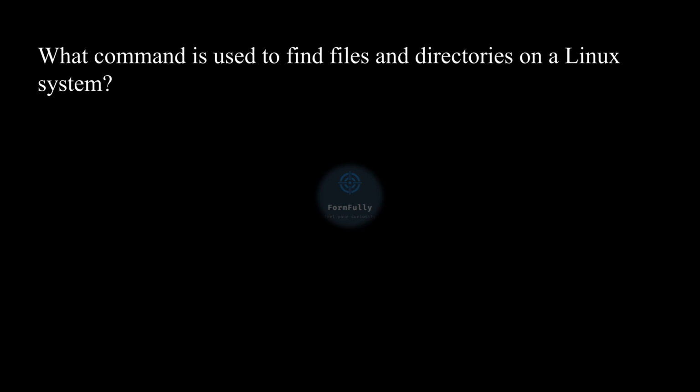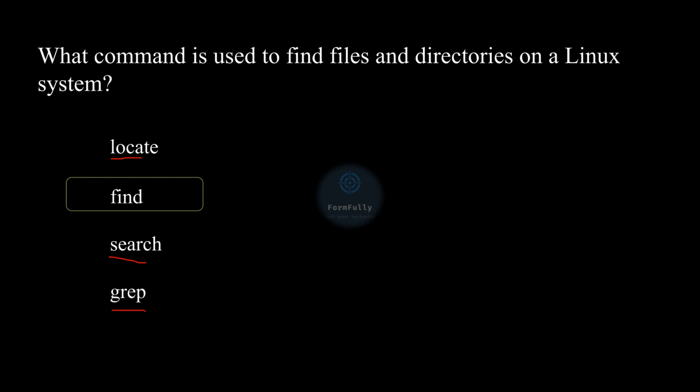Next question. What command is used to find files and directories on a Linux system? Options are locate, find, search, grep. The find command is used to search for files and directories. The locate command uses a pre-built database for faster file searching but may not find the most up-to-date information. The search command is not a standard Linux command for file searching, and the grep command is used for searching patterns in text files, not for finding files. So the correct option is find.